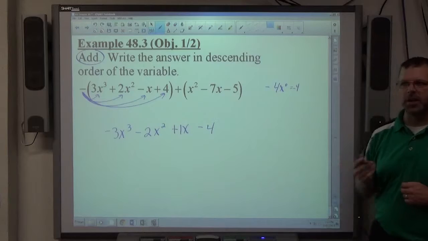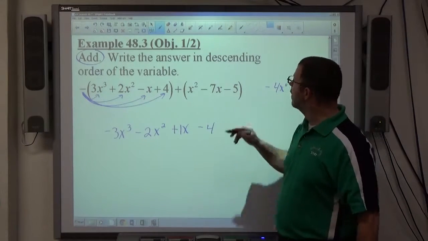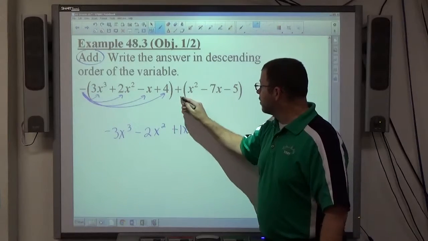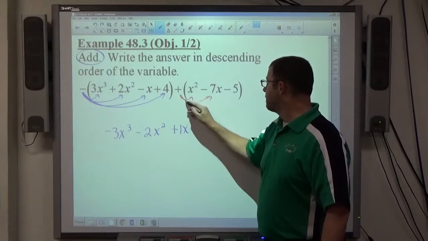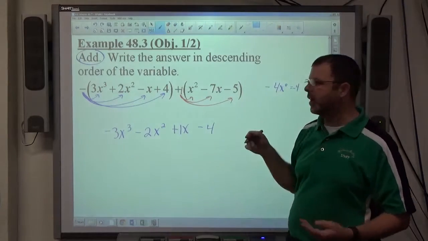Negative 4x to 0 just means negative 4, right? So that's the 0 power of x. That's the lowest power of x. We're adding the second one, so plus all this stuff. And again, plus 1 times all that stuff. So these parentheses are more for effect than anything else.